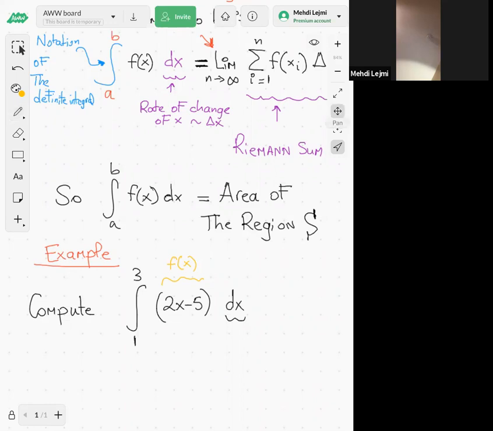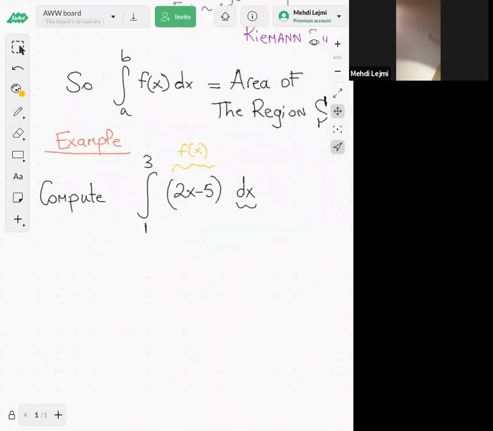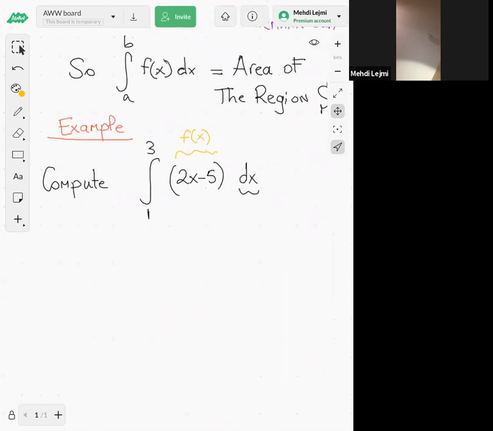Well, let's say you want to visualize this integral, or its representation. All I'm saying here is that I have this interval 1, 3. This is 1, this is 3 here. Of course, this is my x-axis, right? And I have this function f equal to 2x minus 5 from 1 to 3, all right? So here's my function f of x, equal to 2x minus 5.